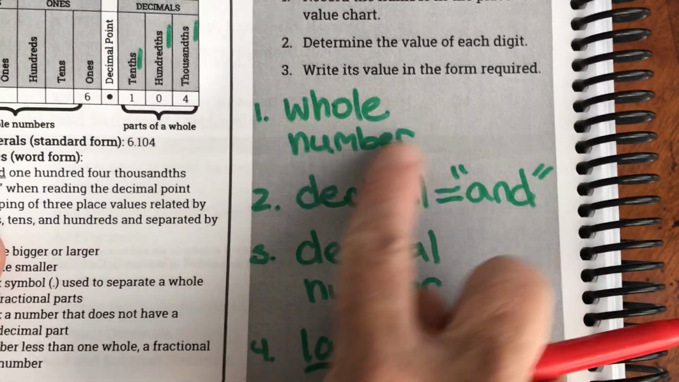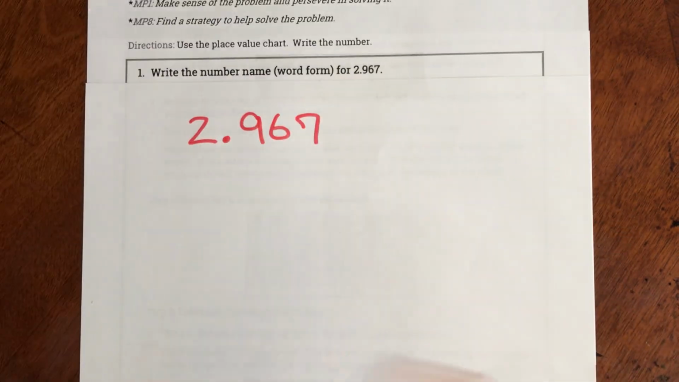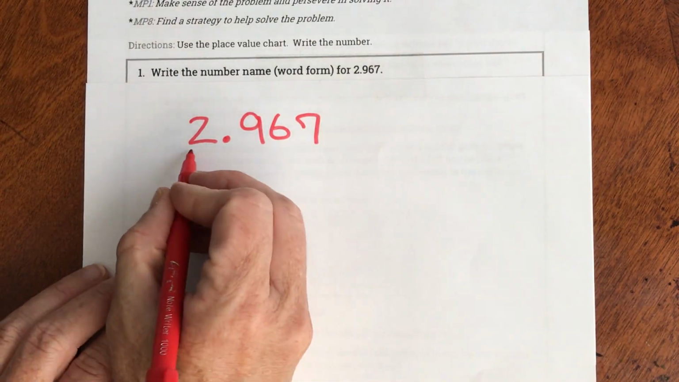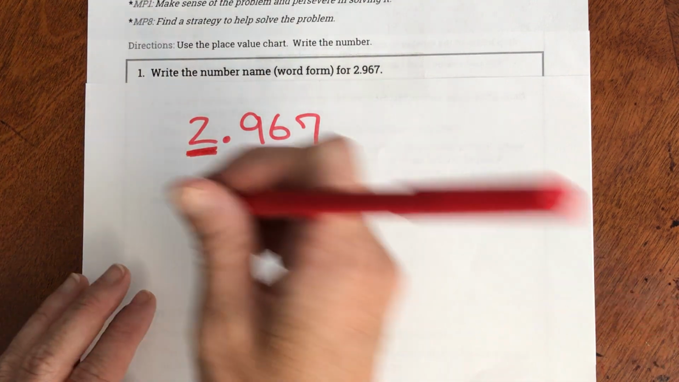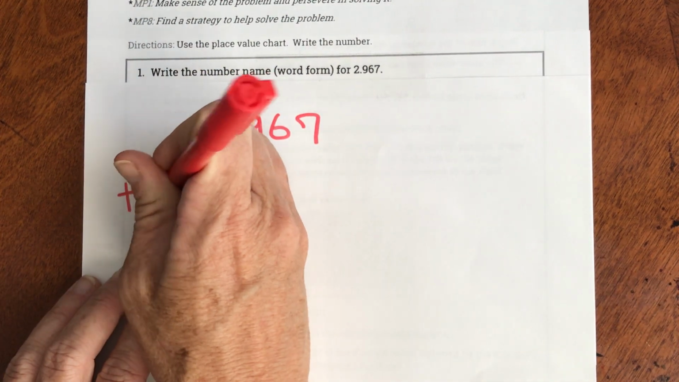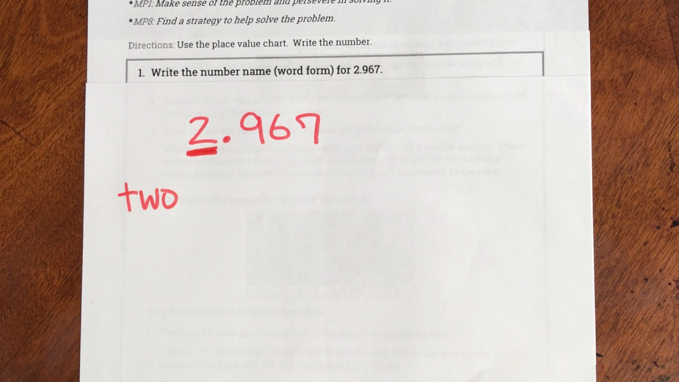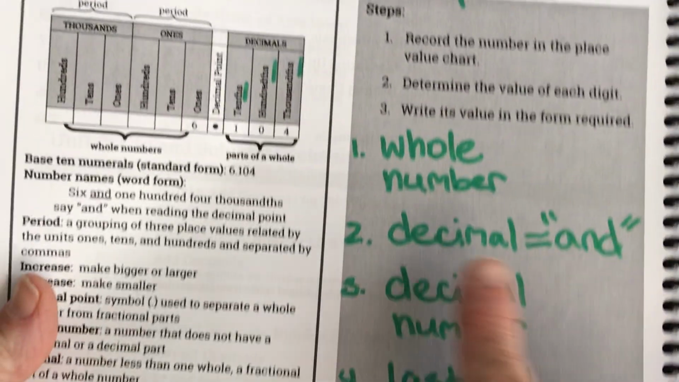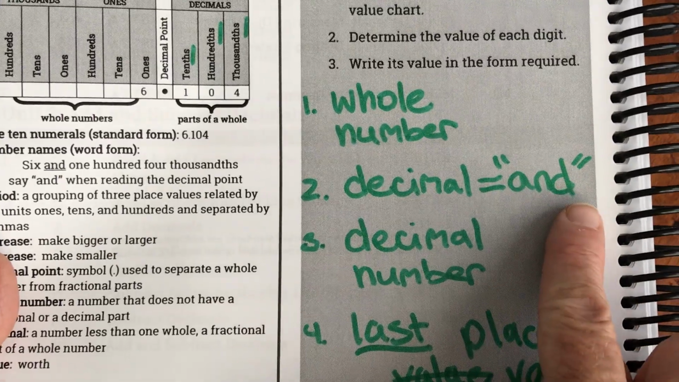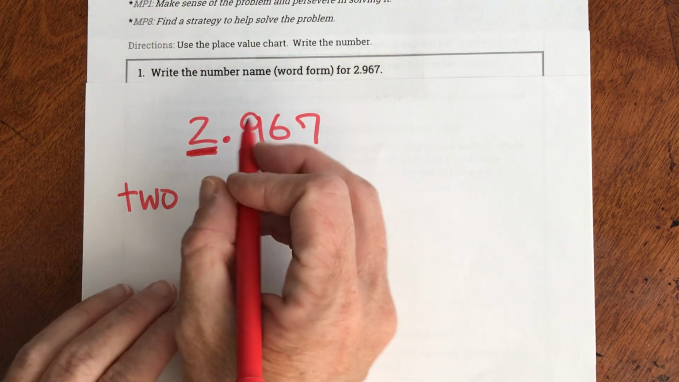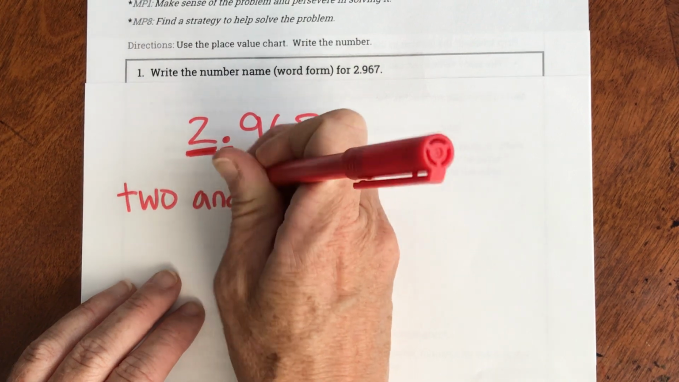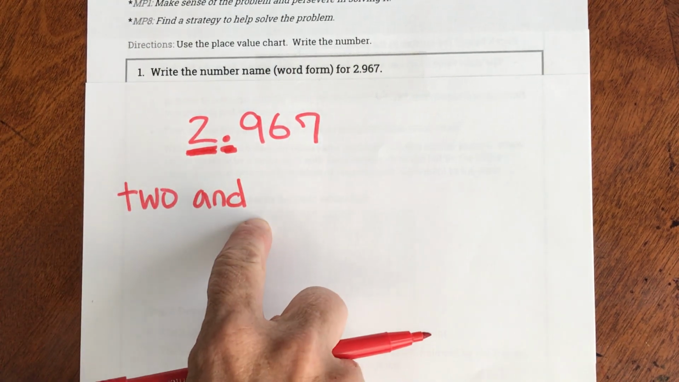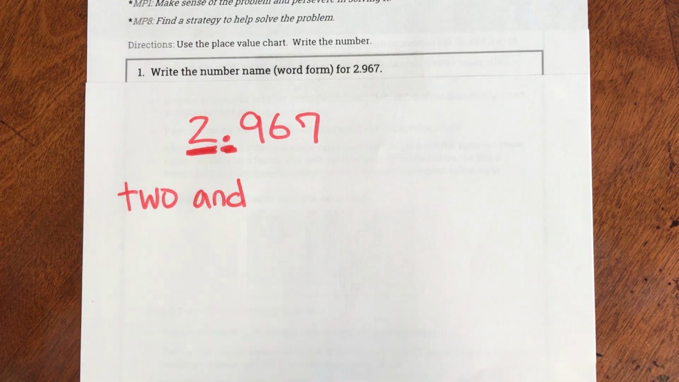So my first step is the whole number. And the whole number is in front of the decimal. So here's my first step. So how would I say that? Well, that's just a 2. So I'm going to say 2. So that's part 1. Okay? What is part 2? Part 2 is the decimal equals the word and. So for this decimal, I'm going to say and. So 2 and, so that's part 1, part 2.